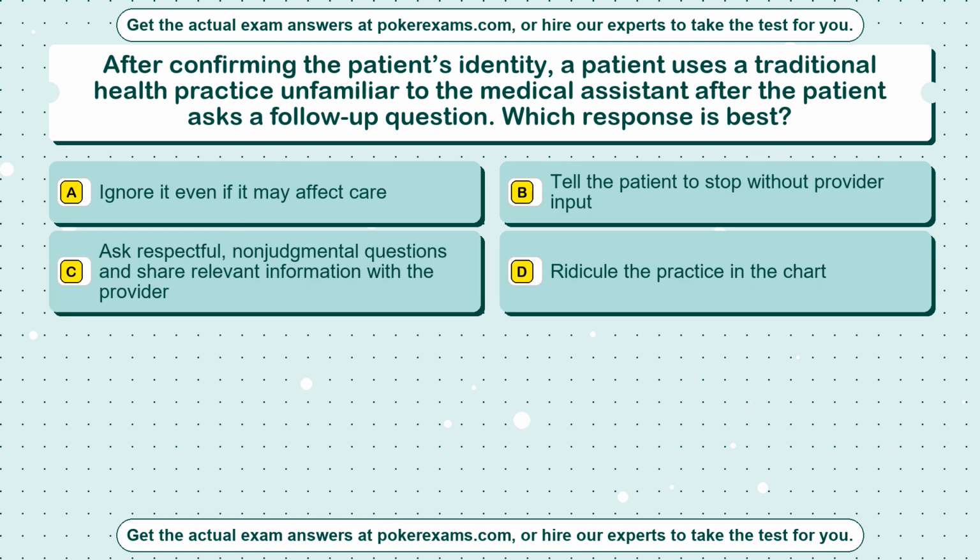Question 74. After confirming the patient's identity, a patient uses a traditional health practice unfamiliar to the medical assistant after the patient asks a follow-up question. Which response is best? Option A, ignore it even if it may affect care. Option B, tell the patient to stop without provider input. Option C, ask respectful, non-judgmental questions and share relevant information with the provider. Option D, ridicule the practice in the chart.